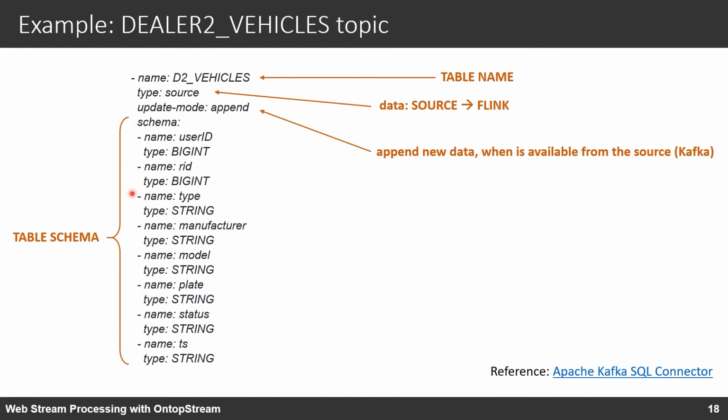Then we need to specify all the fields, which is just a one-to-one translation of our Kafka topic fields. So we have the user ID, the ride ID, the type, etc., etc. So these are just the fields of our Kafka topics we have defined before.